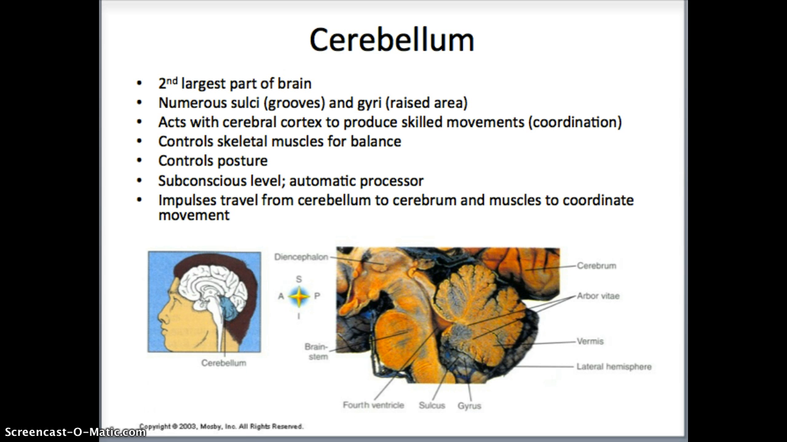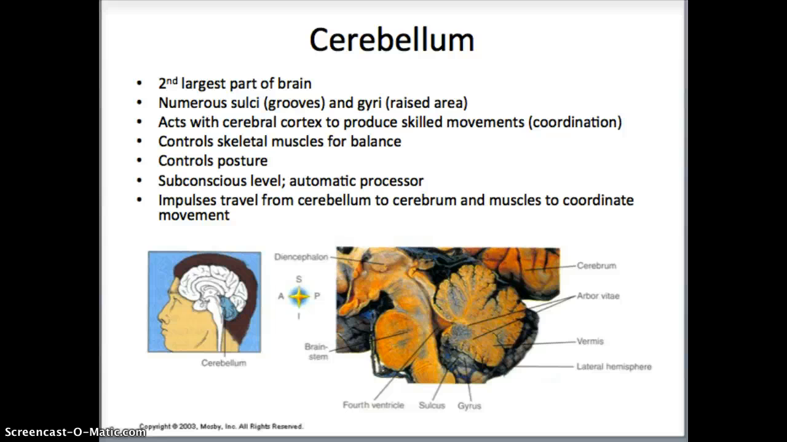It controls your skeletal muscles for balance and posture. It also has a subconscious and an automatic processor for reflexes. It controls the position of your body parts, where you want those body parts to be, and then causes you to move your body in the desired way. So it has a lot of control over muscle coordination and movement.